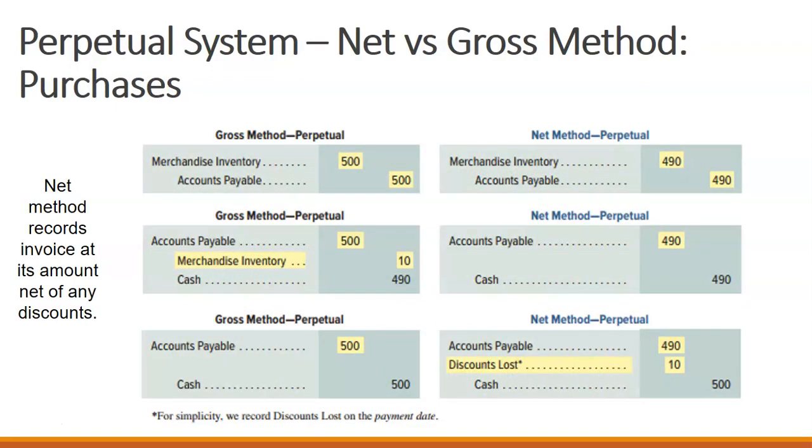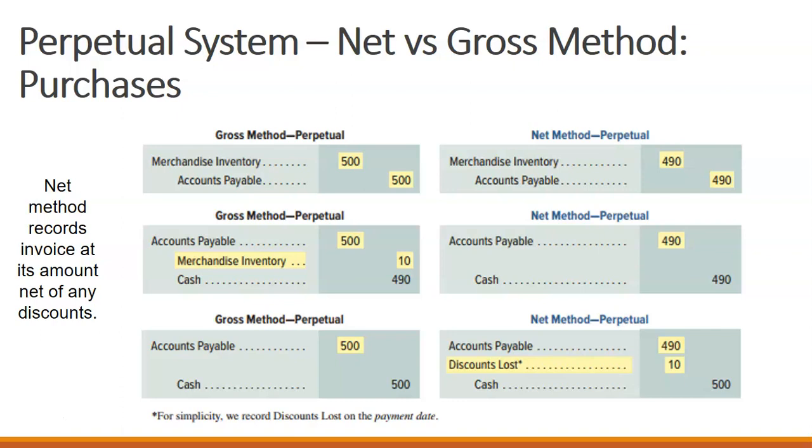The next thing we're going to talk about is the net versus the gross method of recording purchases. So when we were going through the journal entries earlier, we were using the gross method of journal entries. So in the gross method, we record the inventory at the amount of the invoice, and then we apply the discount after the payment.